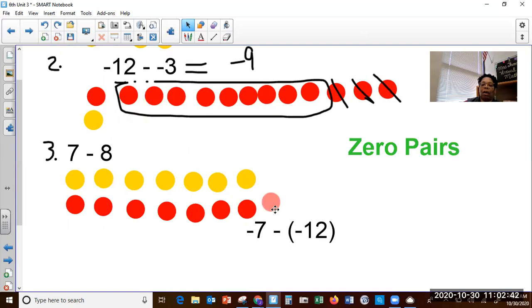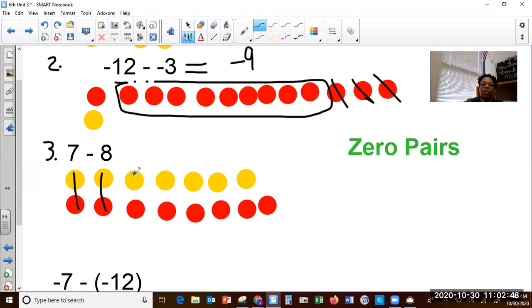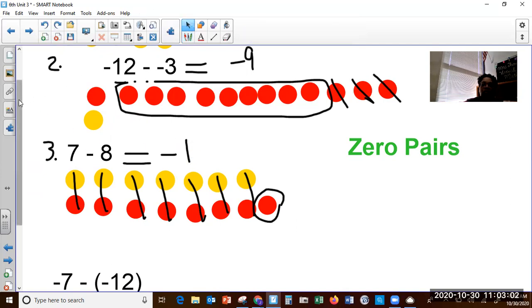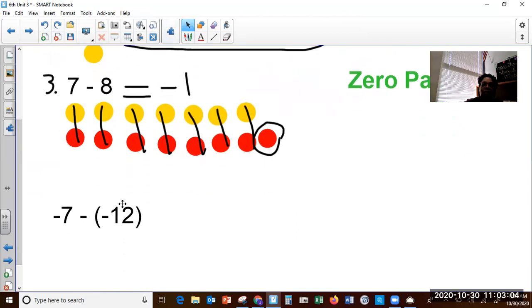I have to make zero pairs. So now I get rid of them. Get rid of all my zero pairs. Remember, the zero pairs are a number and its opposite. And what's left? Yes, that's the answer, a negative 1. Let's try a couple more.